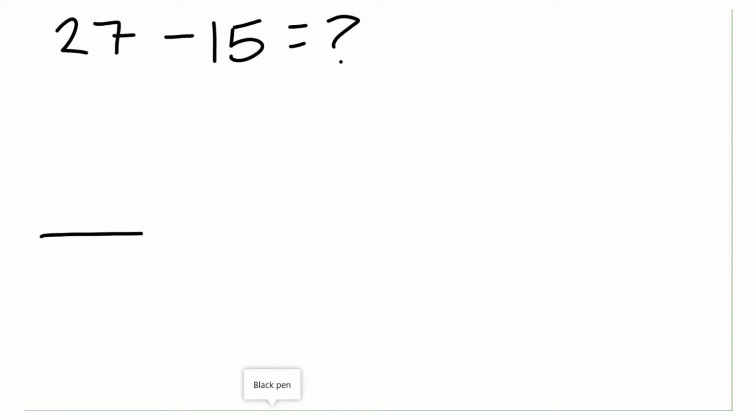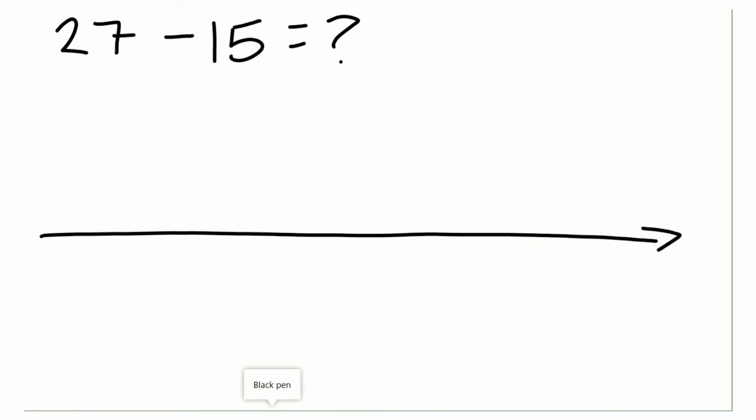So I've got my number line. If I'm going to count back on my number line, I'm going to look for my biggest number. That's 27, and I'm going to put it at the high end of my number line because I'm only going to go down from here. Now I'm thinking to myself, okay, I need to subtract 15. How do I want to break that apart into chunks that make it easy to subtract?